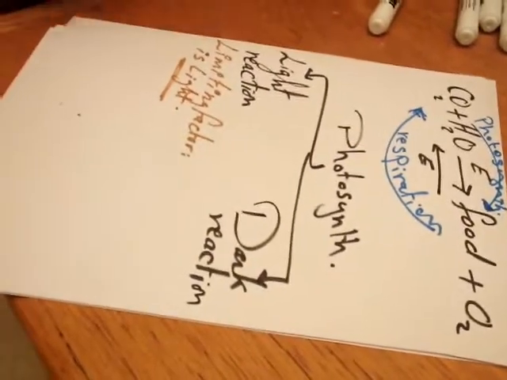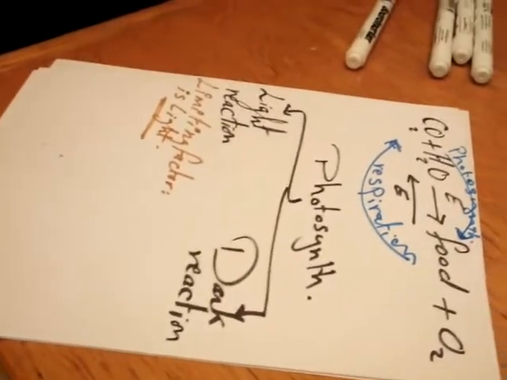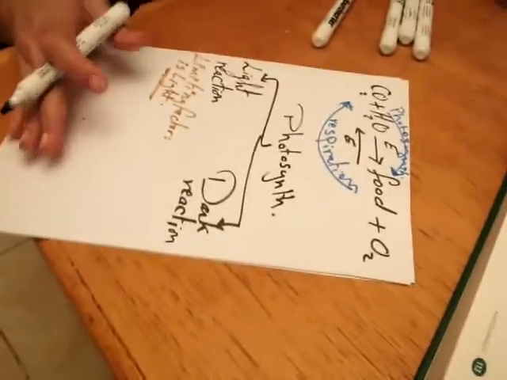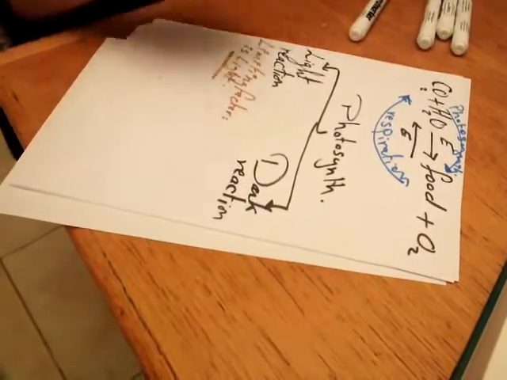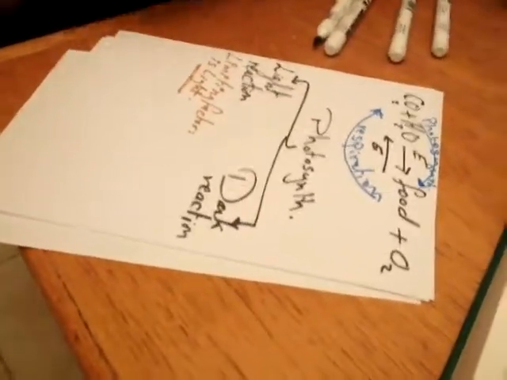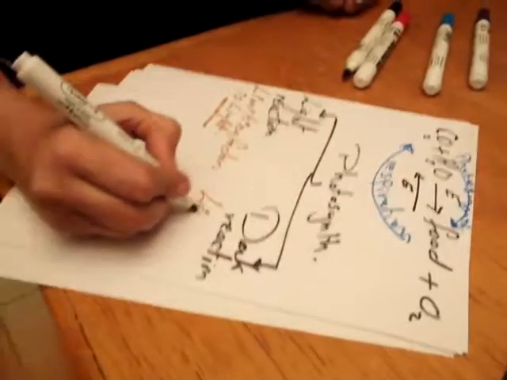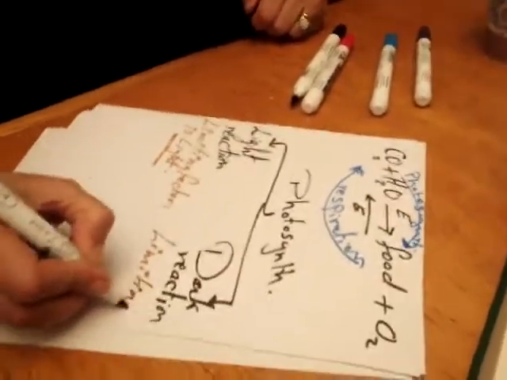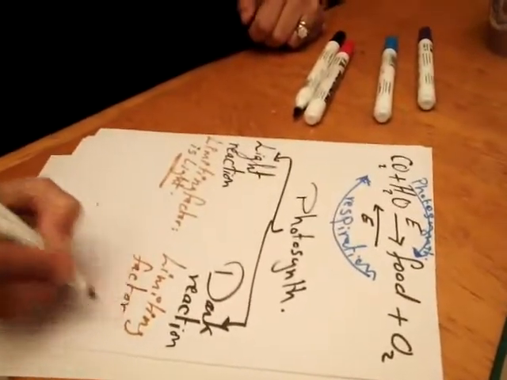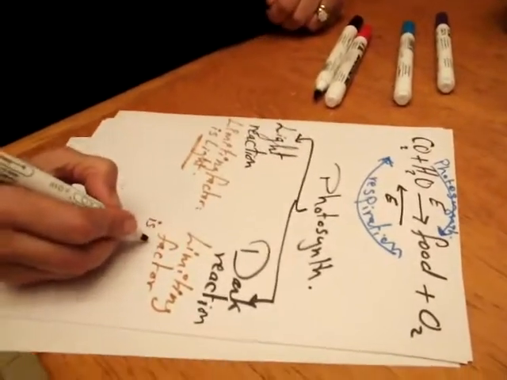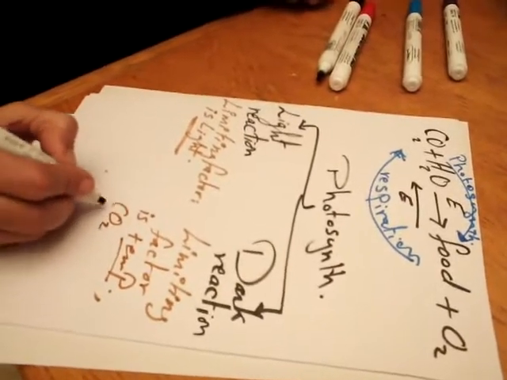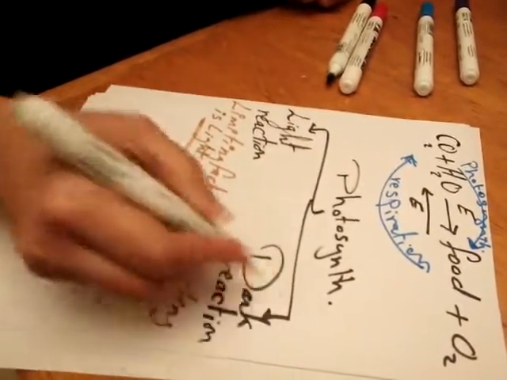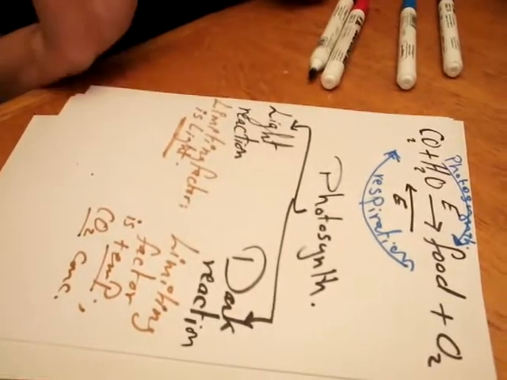Dark reaction, so again, it is not called dark reaction because it takes place during night or during darkness. It is so called because light is not the limiting factor. Okay? Here, the brown one, light limiting factor. Limiting factor is not light. Limiting factor is temperature and carbon dioxide concentration. What is the meaning of this? I will explain it after I finish, okay?